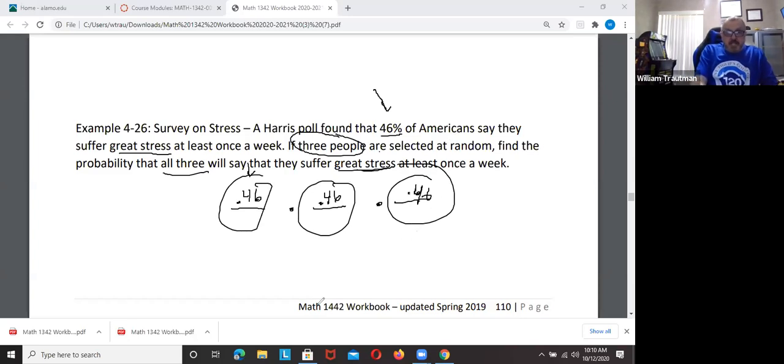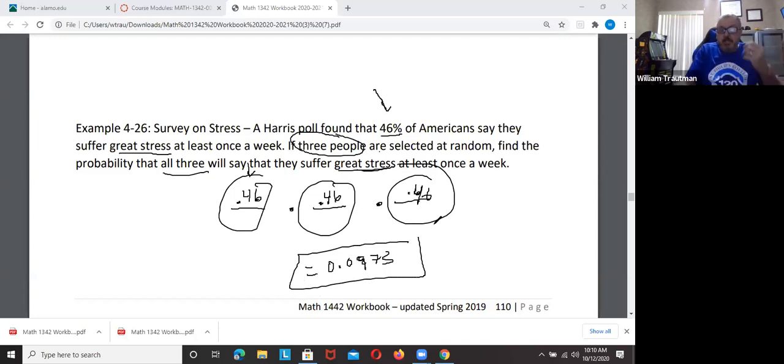And if we take it to 4 decimal places, we go 0.0973. That's the probability that all 3 suffer great stress at least once a week.